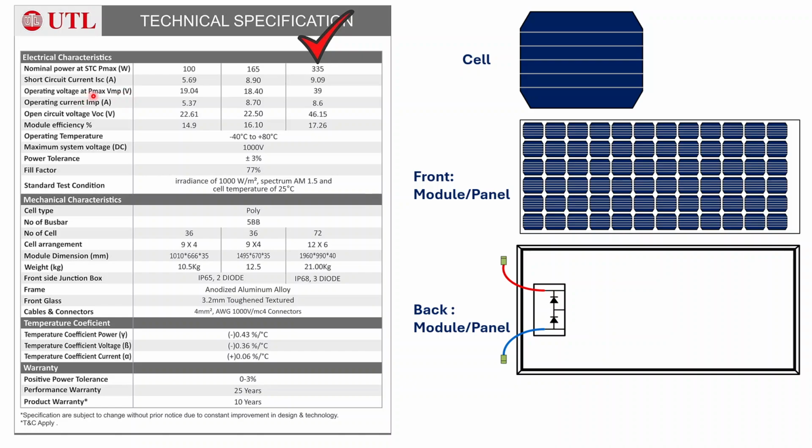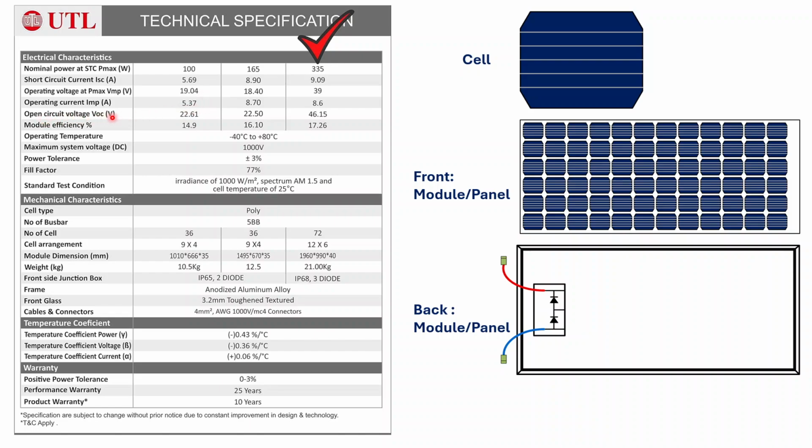Okay. Next one is the operating voltage at Pmax, VMP, units volt. Pmax means maximum power point, and VMP means voltage at that maximum power point. When the load is taking maximum power, what is the voltage? So at this STC, when the load will be taking maximum power of 100 watts, the operating voltage, that is voltage at maximum power point, will be 19.04 volts. Next one is the operating current. Similar to voltage, the operating current at maximum power point is 5.37 ampere.